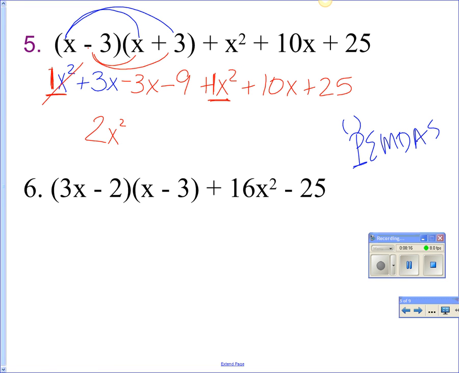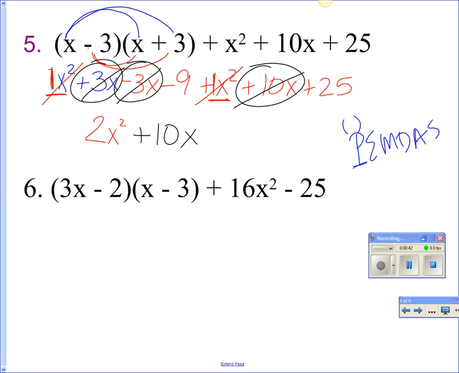Okay, I'm going to mark these out. Those are done now. Okay? Then I'm going to put the 3x, negative 3x, and the 10x all together. Let's start right here. What's positive 3 and negative 3? Very good. They cancel. So I'm just left with plus 10x. And I'm going to cross it out because I've already dealt with it.